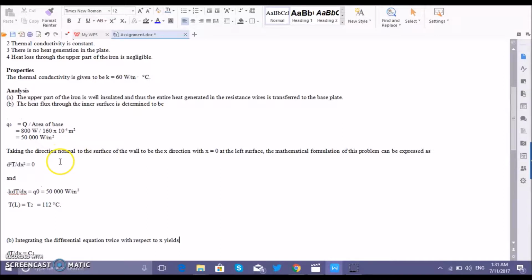Then we can use the differential equation on page 83, which is d squared T over dx squared equals 0. And then we can use the specified heat flux formula, which is q, the heat flux, equals negative k dT over dx, which we already got here, 50,000 watt per meter squared. And the outer surface temperature was given, which is 112 degrees C.